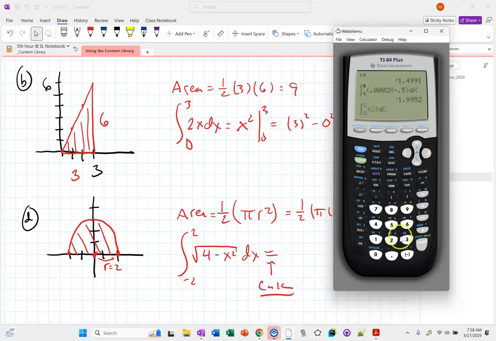Remember, we showed you guys how to do this last time. So I do math and then command 9 on my calculator, fnInt. Then I can just type it in just like it looks on my sheet of paper and press enter. It takes a minute and spits out that decimal. Do you think that's the same as 2 pi? Let's check, because 2 pi was our geometric answer. Yup!